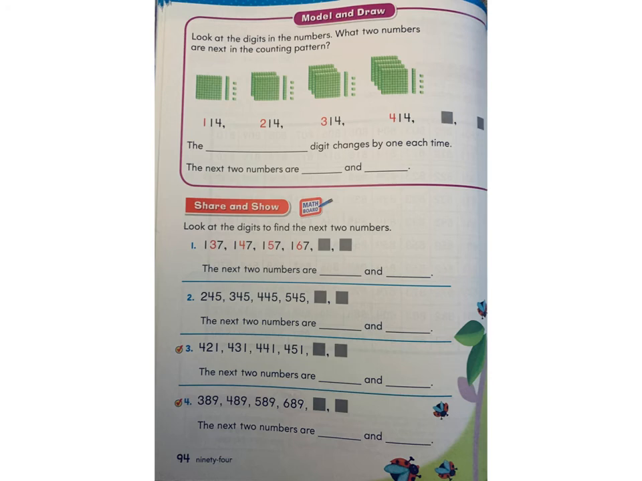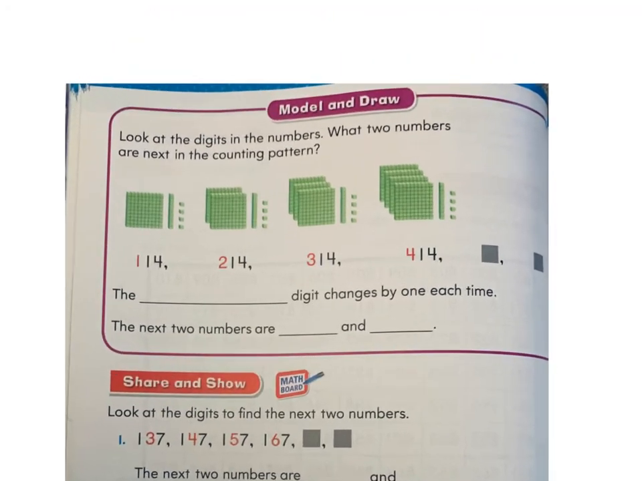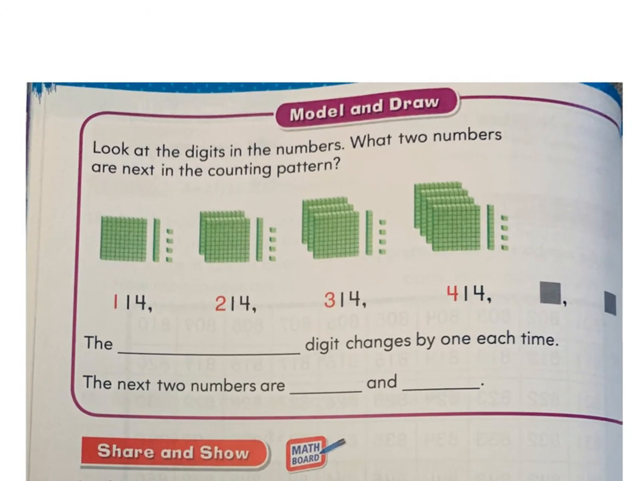Let's look at the next page, page 94, model and draw box. Look at the digits in the numbers. What 2 numbers are next in the counting pattern? So we have 114, 214, 314, 414.